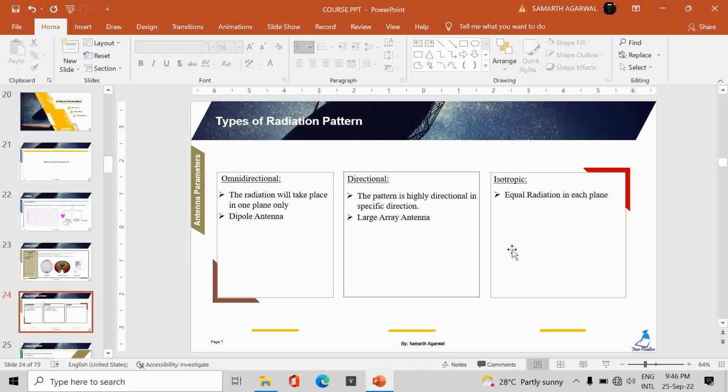Okay, so that is nothing but highly directional, we can say, and this can be achieved with a large array antenna also, because it has a number of elements and in a collective way it will be easier to achieve that pattern.